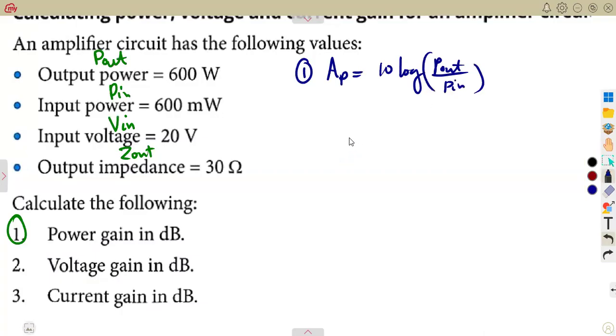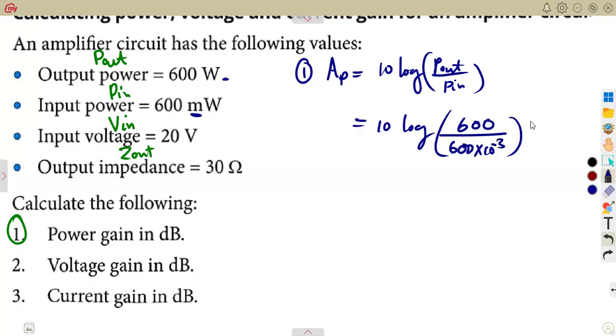So this is just to be substituted. It's going to be 10 log P out, which is 600 watts, so we've got 600 over P in. That is 600 milliwatts, so that's 600 times 10 to the exponent of -3. Remember the milliwatts. Your answer is going to be in decibels, as I said before. That gives us 30 decibels as our power gain.